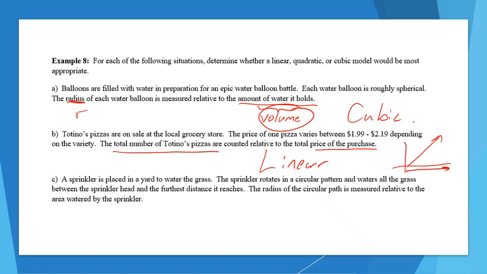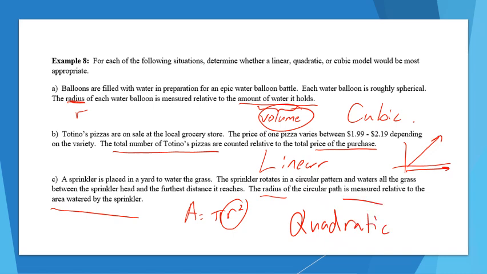8C, sprinklers placed on a yard to water the grass, rotates in a circular pattern. The radius is measured relative to the area watered by the sprinkler. So remember, the area is going to talk about any quadratic model, right? Because area for at least a circle equals pi r squared. And so here we are probably going to lean towards quadratic as the best model for 8C.